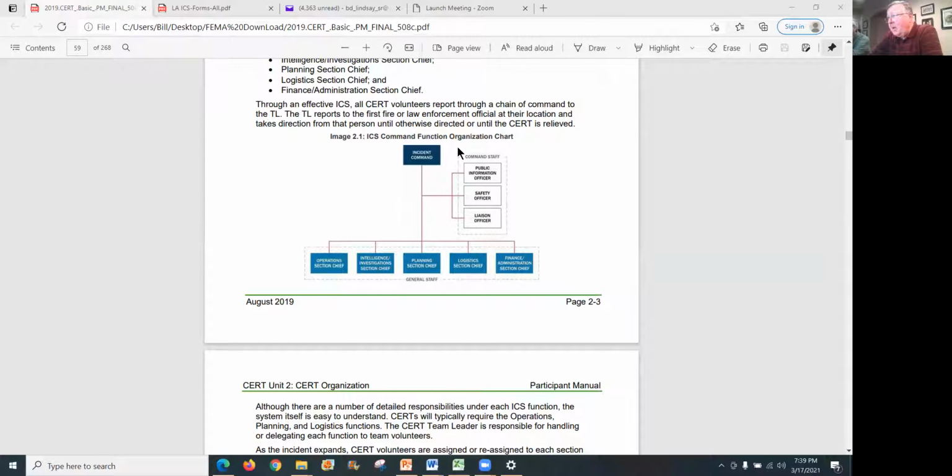Most of the time, the mutual aid between cities takes care of everything, and we do take care of the fairs and parades and handing out stuff. Here's the fire command structure. They call it incident command. The first one on the left is operations. Intelligence we don't do. We do planning and we do logistics. We don't do finance.